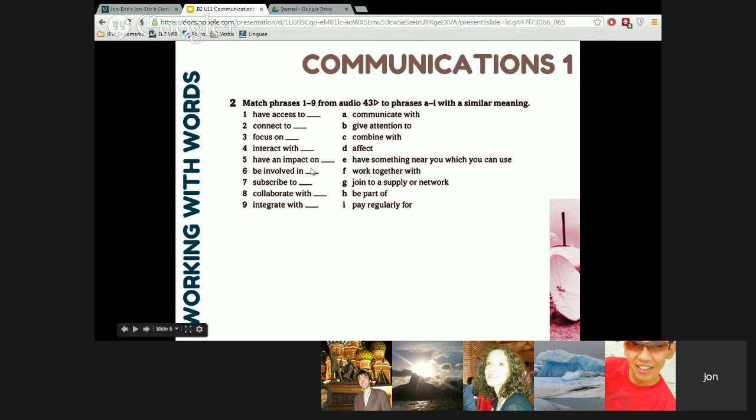Have an impact. Oh, I misunderstood. I thought I have to continue the phrase, but now I know we have to select a similar meaning. Yeah, I see. So the 5th one now. Have an impact on. It's the same meaning of affect. Affect, D, that's right.